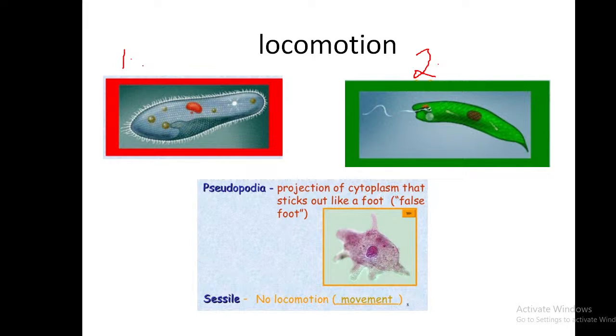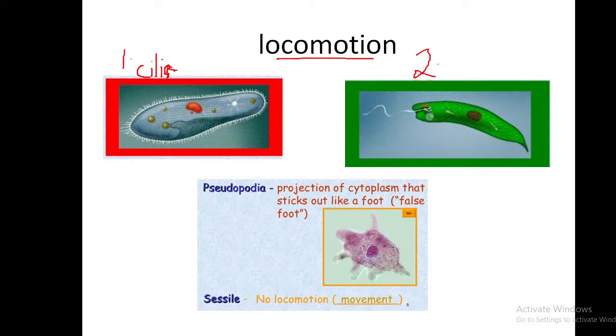And here I'll start explaining the locomotion. So locomotion means movement. Movement of organisms is with the help of some structures which are present on its body. The locomotory structure found on the body of this organism is cilia. You have cilia, yes. Second one is euglena, correct.